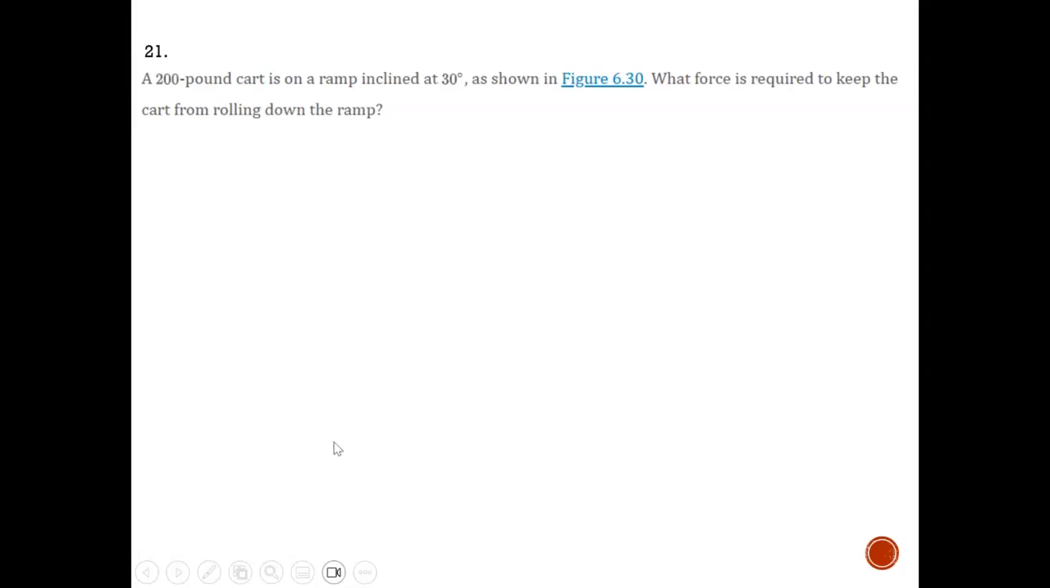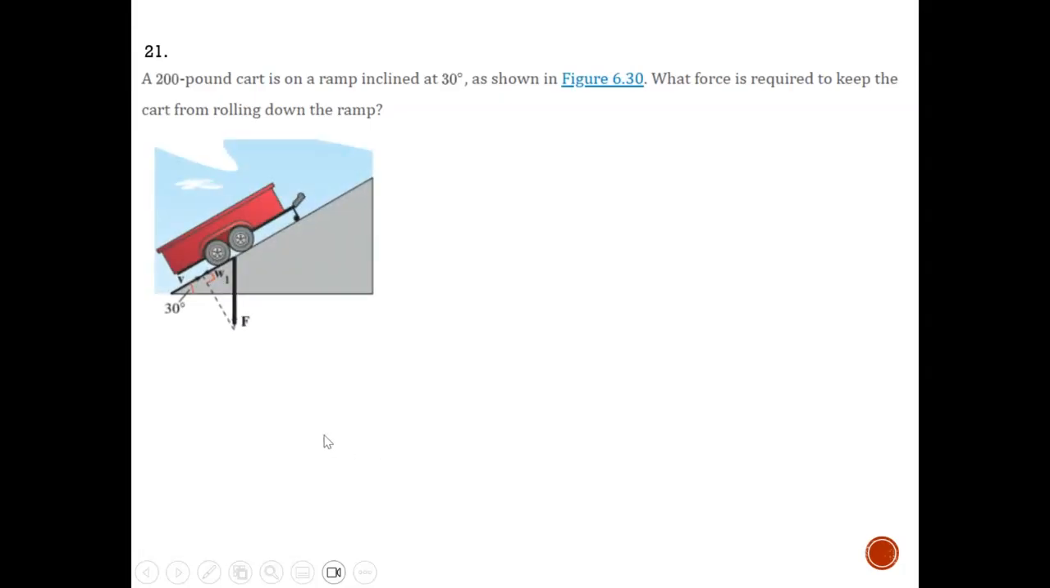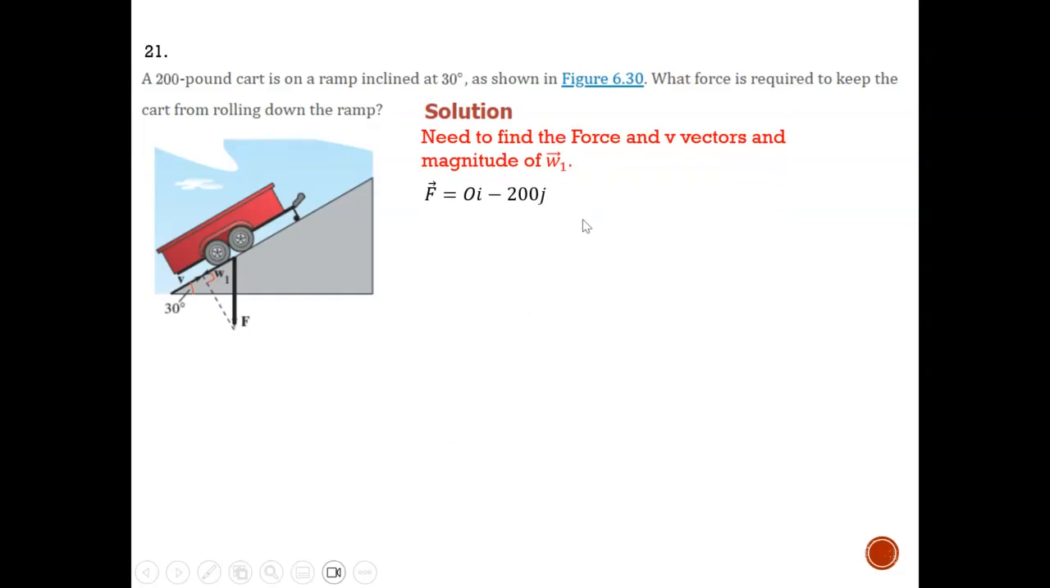Now comes how to use them in real life. Here's how. This 21, I think this is the last one. It says a 200-pound cart is on a ramp inclined at 30 degrees, as shown in figure 630. What force is required to keep the cart from rolling down the ramp? Okay, so we're looking for the force. Hey guys, this vector here, vector F, is going to be 0i minus 200j, right? Because this is 200.